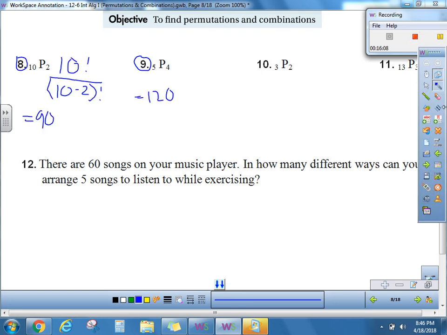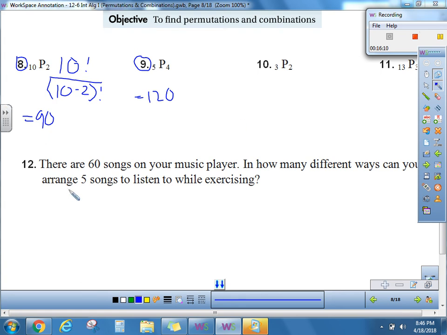All right, time to check your work. For the first one, we have 10 factorial. That's how many objects you're choosing from. And we're arranging 2 at a time. So it's 10 factorial over 10 minus 2 factorial. When we type all that in, we get 90 different ways to arrange those objects. And for this one, we have 5 objects arranged 4 at a time. So this is 5 arranged 4 at a time for your permutation, and you get 120. So hopefully you got 90 for 8 and 120 for 9.